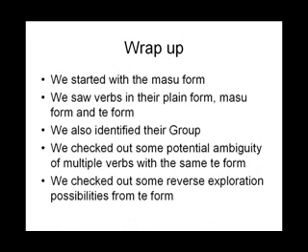So what did we learn? We started with a simple masu form. We saw verbs in their plain form, masu form and the te form together. Every time we got a new verb, we looked at all the three. We also reinforced the process of identifying the groups of the verbs. We also checked out some potential ambiguity in the te form, such as yobu or yomu. We checked out some reverse exploration possibilities to see whether a te form can lead to identification of the masu form or the plain form. These are the things we learned in this particular lesson.